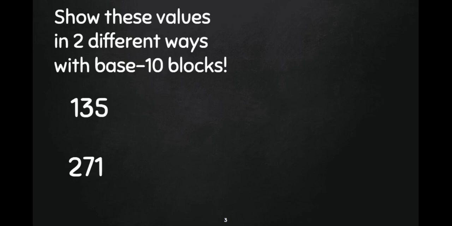All right, friends, you did such a great job with today's practice. Now it's your turn to try this exit ticket all by yourself. You get to show these values in 2 different ways with base 10 blocks. Make sure you set up a place value chart to show your hundreds, tens, and ones. Then you can copy over the easy peasy way and choose one thing to regroup or change. Go ahead and set up those place value charts in your workbook right now.